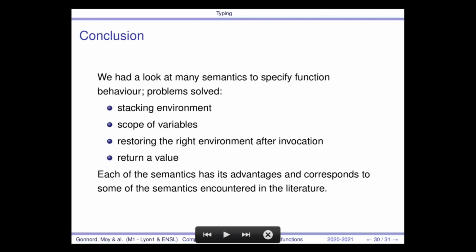We also managed to deal with return values, and each of the semantics has its advantages and corresponds to some of the semantics encountered in the literature. The most advanced semantics that I showed you is not necessarily the one you want to implement for your language, because if you're not too concerned by the link with the compiler, perhaps one of the first two semantics is a bit easier, perhaps easier to reason about too, and easier to prove properties. All of those semantics are interesting. You should just pick the one that fits the needs you will have.